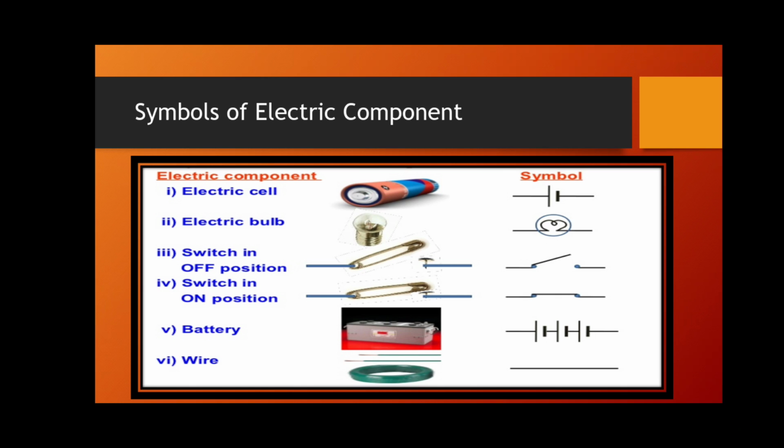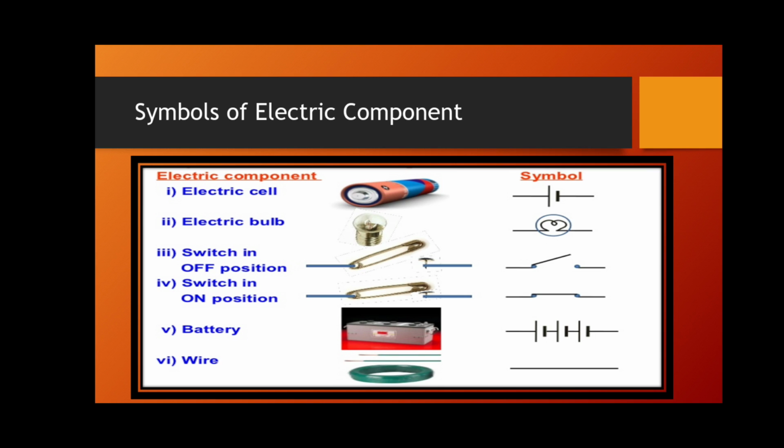Then the next one is about the switch, on and off. The first is the off position. A switch, if it is not connected, shows switch off. And if the wires are connected properly, then it is switch on. So when the two points are not connected, it will be switch off, and if the points are connected with each other, then it's switch on.